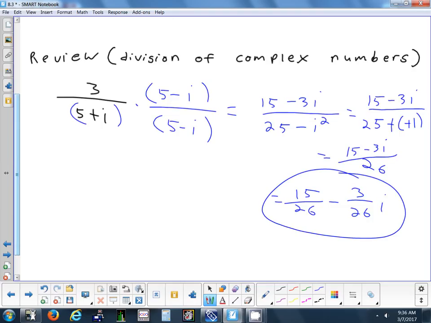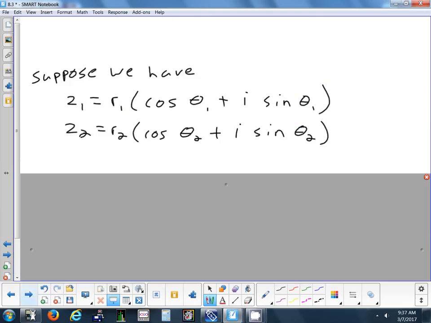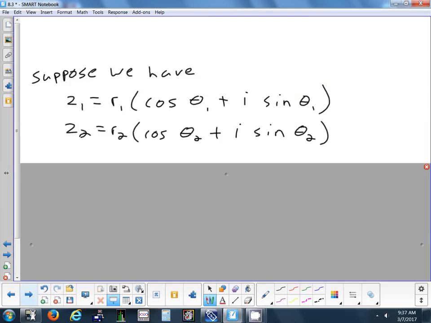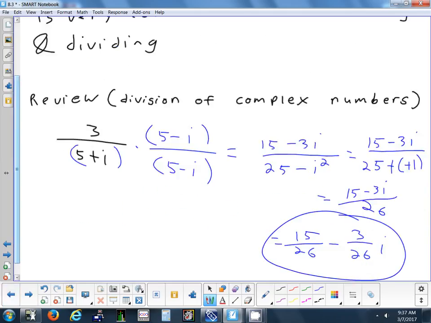Okay? There's a lot better way. But any questions on what we just did there? All right, so now let's look at the better way. So the better way assumes that you have numbers in trig form. Okay, it assumes you already have given numbers in trig form. If they're not in trig form, is it worth the time to take a problem like this, change the top to trig form, change the bottom to trig form, and then do the shortcut I'm about to show you?